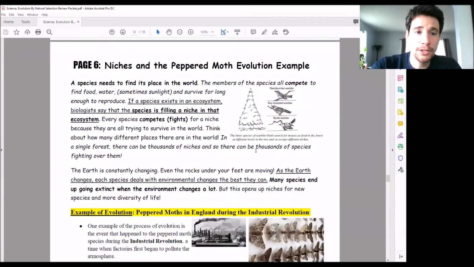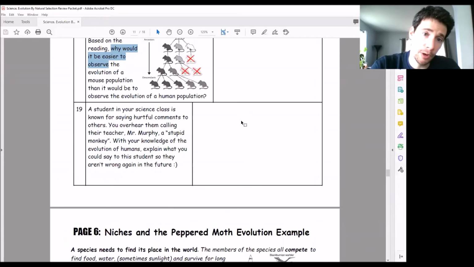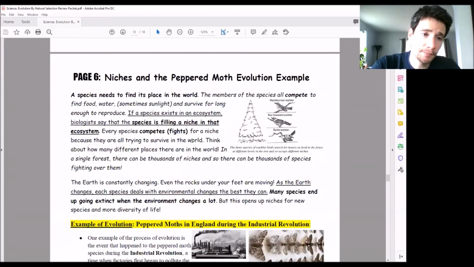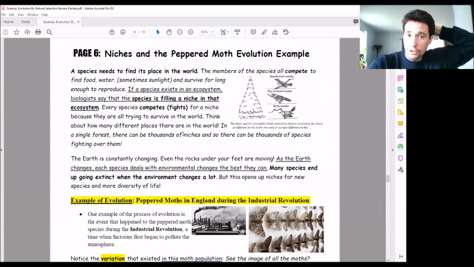Okay, page 6 talks about niches and the peppered moth. Okay, if you want to pause it and go back, now's a good time, so that way you can get done with page 5. So page 6 is niches and the peppered moth evolution example.